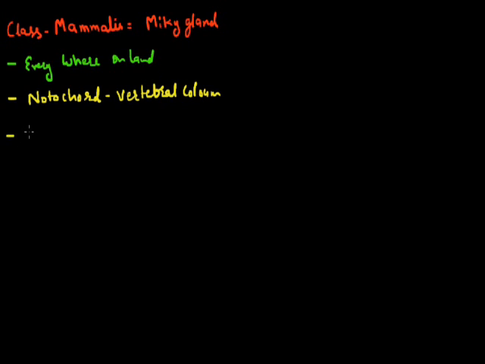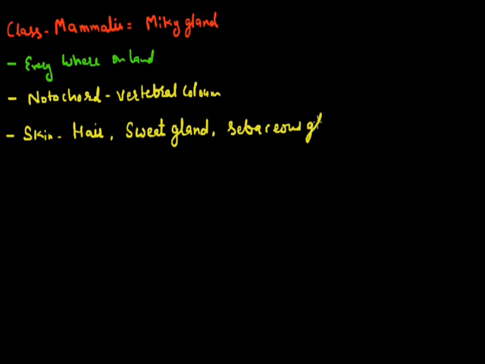These animals have skin which has hair. Hair is responsible for maintaining the body temperature, and the skin also has sweat glands, which help maintain the body temperature with the help of sweating. They have sebaceous glands also. Another name for these glands is oil glands.